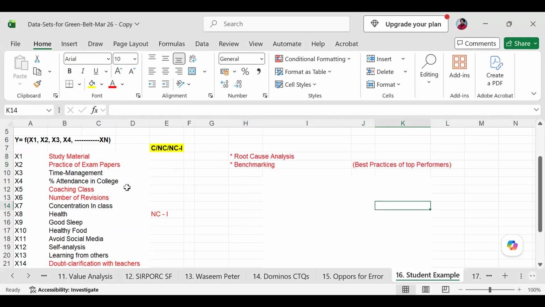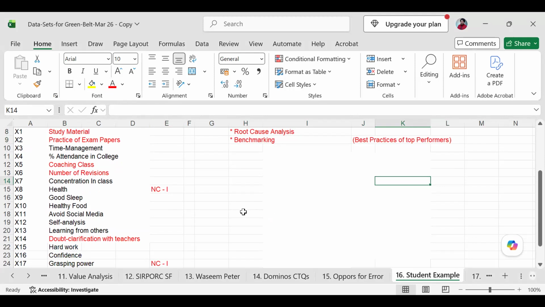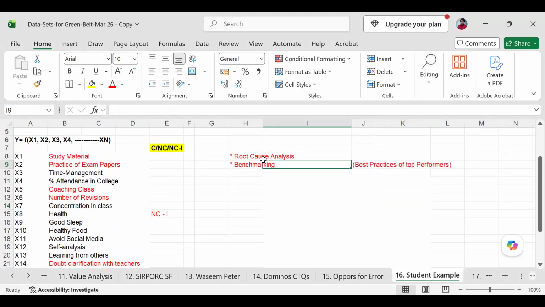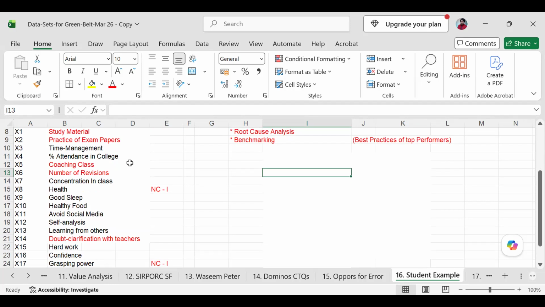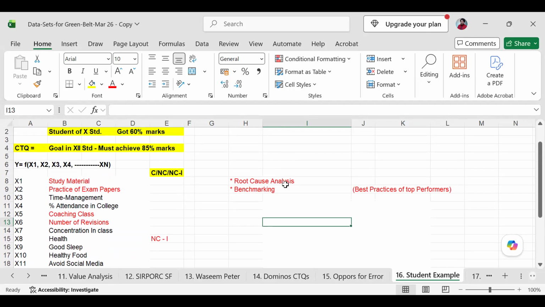So what we will do after we have found these CTPs, we will go for root cause analysis to see how he can improve. For example, study material, maybe he doesn't have the best study material, how he can improve his practice of exam papers, which coaching class he should join, what effort he should do for clearing doubts with teachers, and so on. So through root cause analysis, he can find out where he has to make improvement in the process.